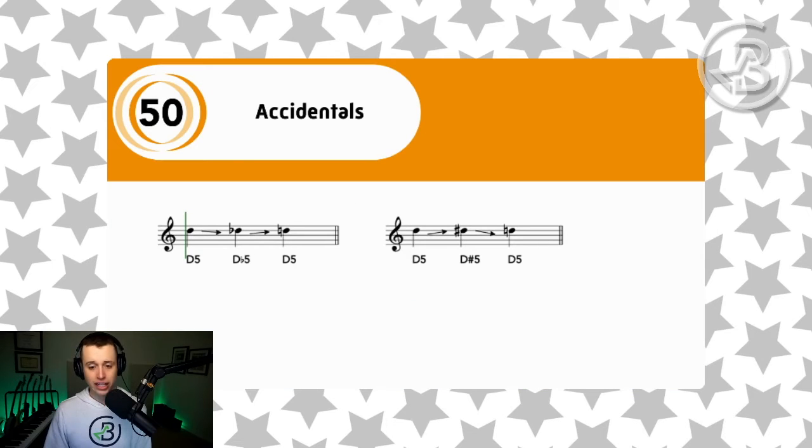Okay, so in our first example, what we're going to hear is that we have a regular D note, a D5 note. Then we're going to add a flat symbol to it. It's going to change how the D note sounds. Then when we add a natural accidental to it, it's going to bring the D5 note back to sounding normal. So the notes we're going to have are D5, D flat 5, and then D5.